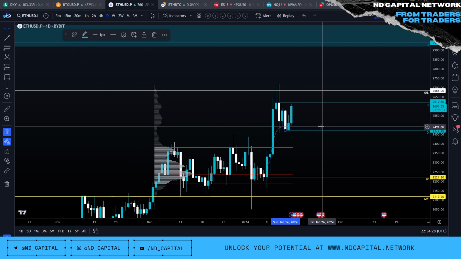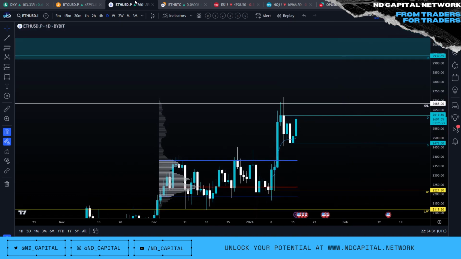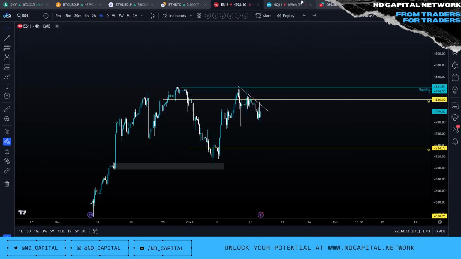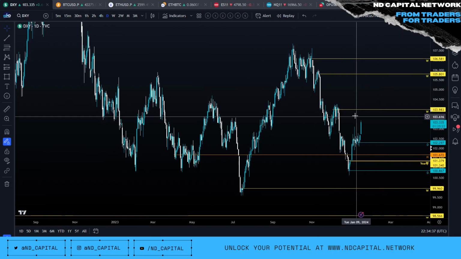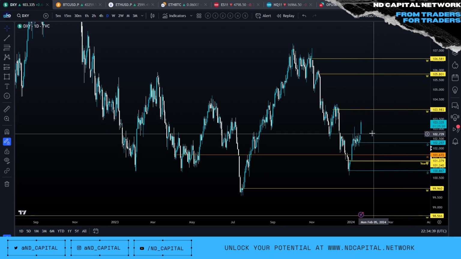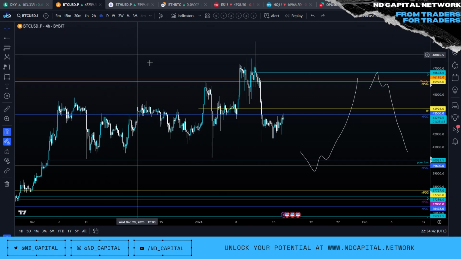So in my opinion, Ethereum USD is going to continue the rise. Bitcoin is going to be range bound here for a while. ES and Nasdaq, new all-time high soon. Altcoins are going to run. DXY rejects the weekly and comes back down. It's going to be perfect. But be vigilant.